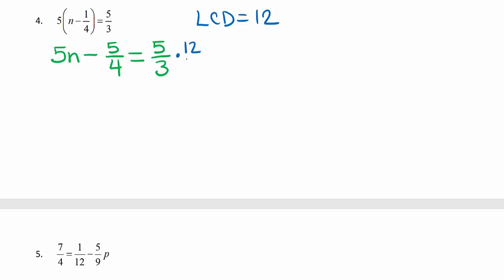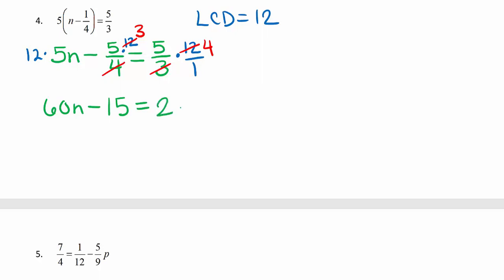12 is divisible by 4 and 3. So I'm going to take everything in the equation and multiply it by 12. The first term becomes 60n, 12 divided by 4 is 3, so the second term is a minus 15. 12 divided by 3 is 4, so that last term is 20.